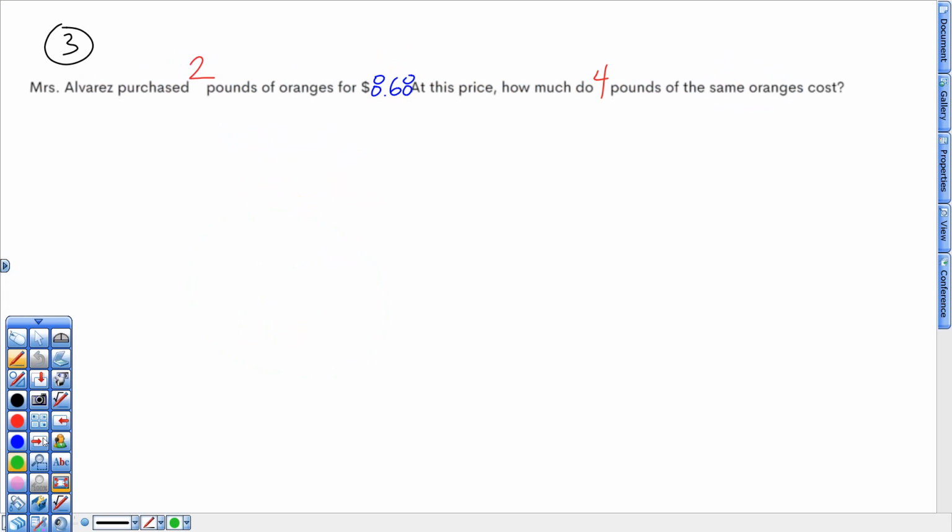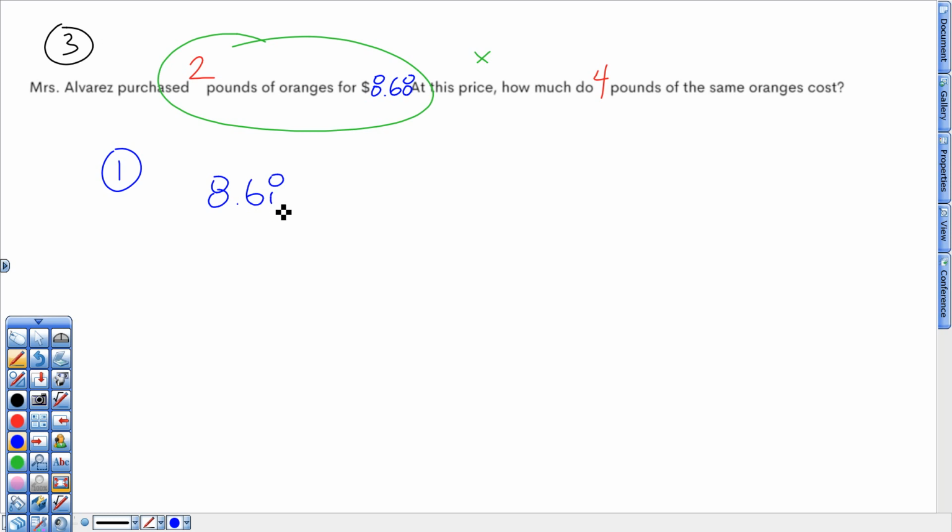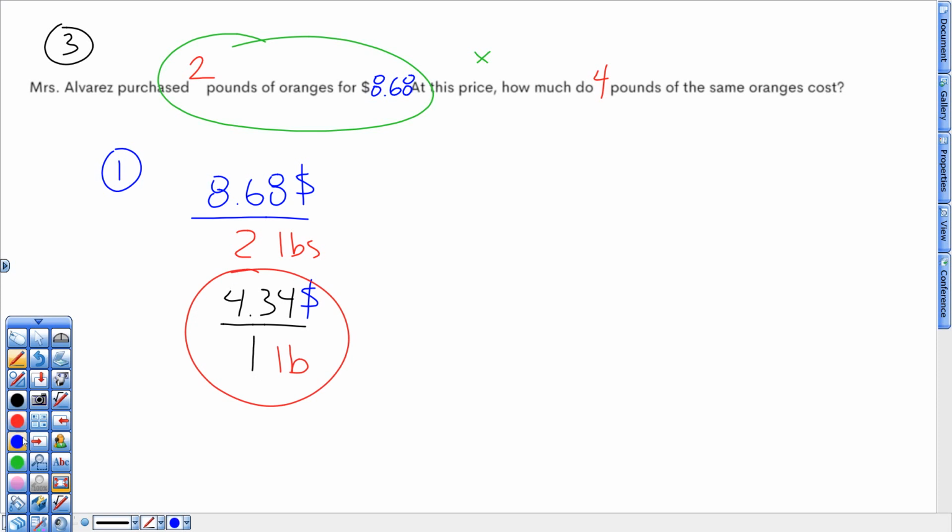This one has you do a unit rate problem first, and then you times it by that 4. So here we go. First, you find the unit rate, $8.68 for every 2 pounds. Divide that on your calculator. Divide the 8.68 by 2, and that will spit out $4.34 for every 1 pound that you buy. That's my unit rate.